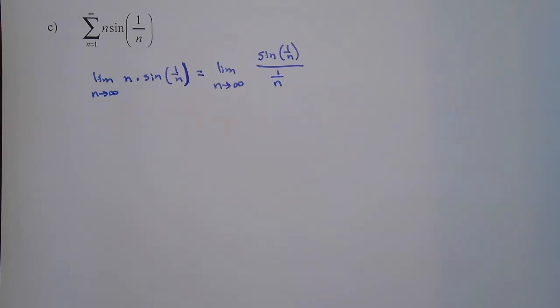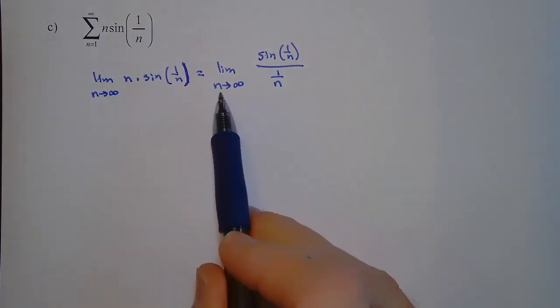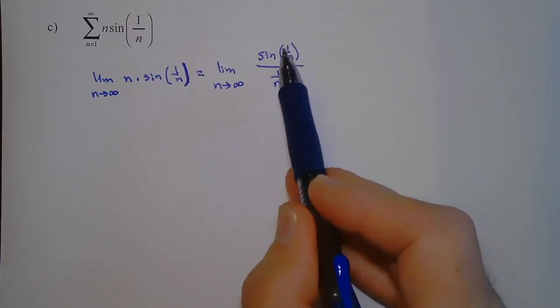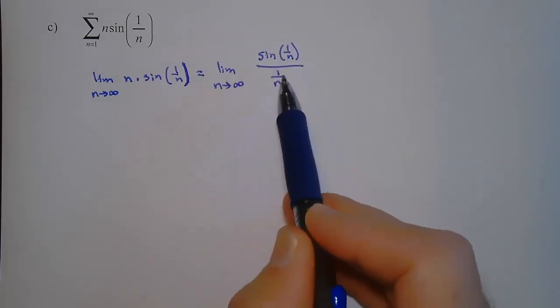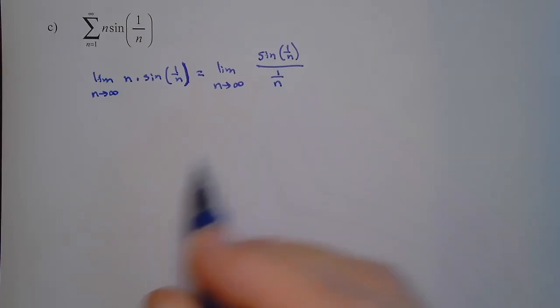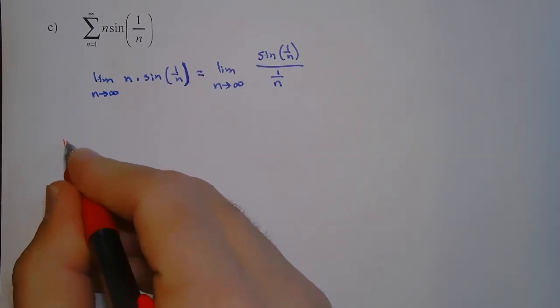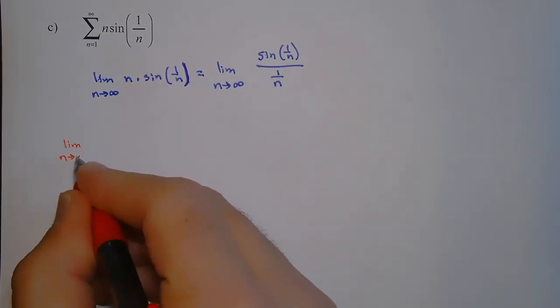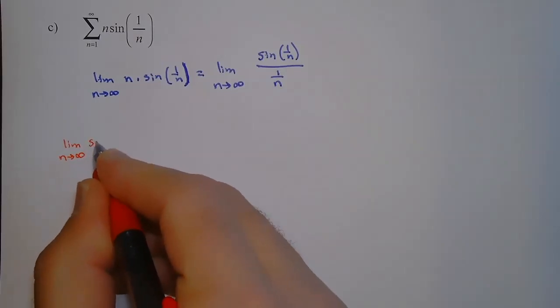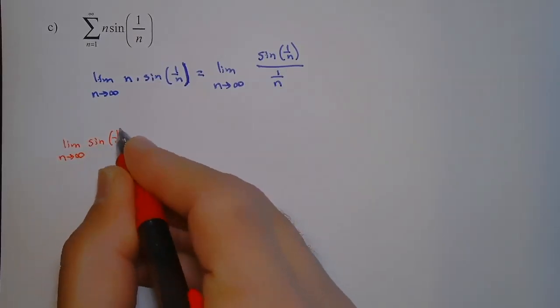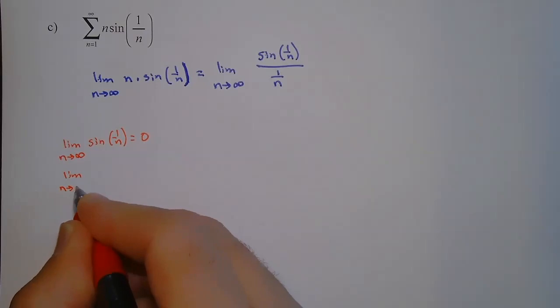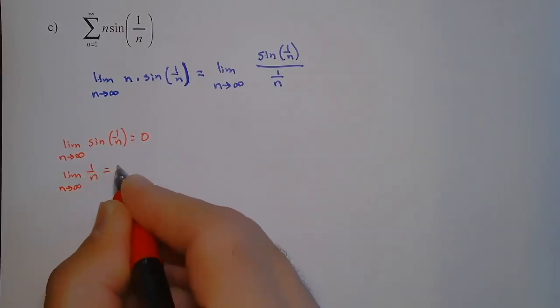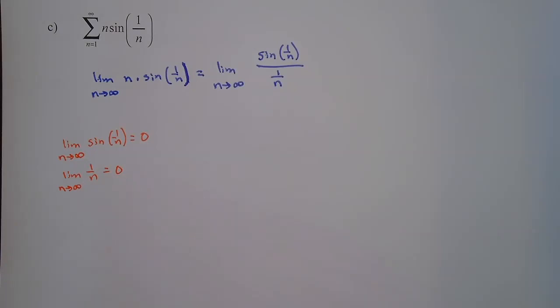Now what happens as n goes to infinity? This gets closer and closer to 0. What's sine of 0? That's 0. And what does the denominator do? This goes to 0 as well. So we have the situation, and we would need to write this to use L'Hopital's, where the limit as n goes to infinity of sine of 1 over n equals 0, and the limit as n goes to infinity of 1 over n is also equal to 0. So we have 0 over 0.